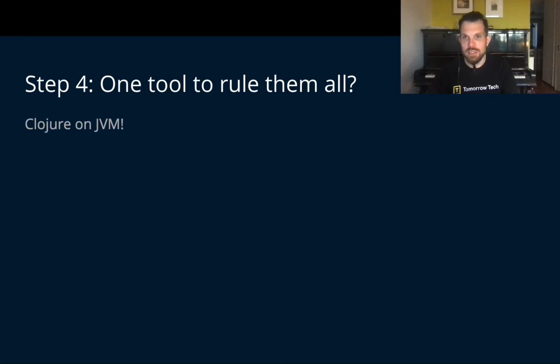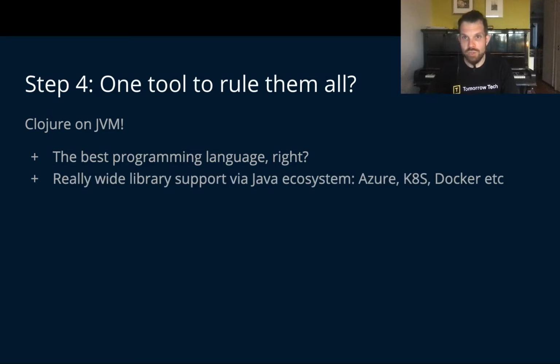So then we tried out Clojure and JVM. Obviously, we like this language, so why not try out the real Clojure? It has all the core functions that we actually want, and it really has wide library support, and it's much easier for us to actually get all that power, like Kubernetes, Docker, Azure, etc.